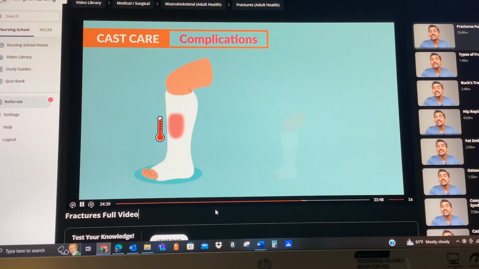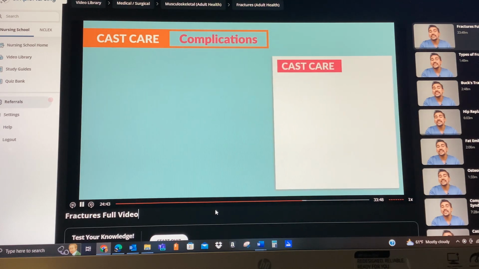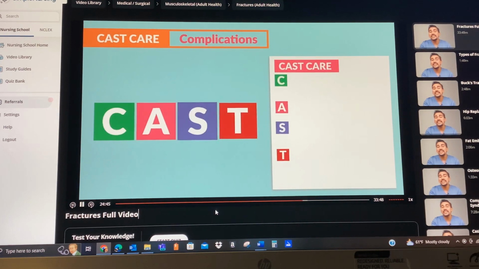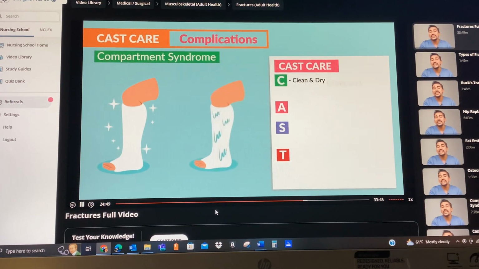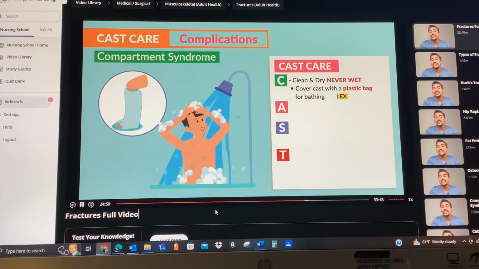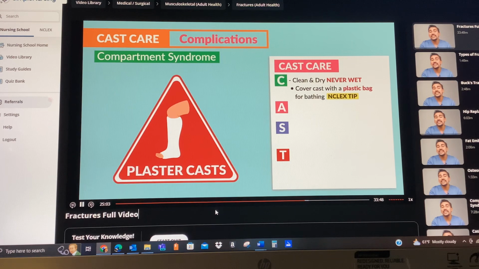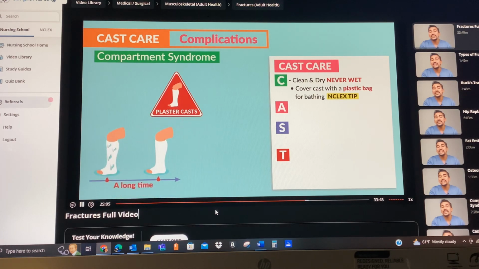Okay, now that we covered the highly tested complications of cast care, let's just talk about general cast care. We use the acronym CAST, C-A-S-T. C is for clean and dry, never wet, especially with a plaster cast. Key terms, cover the cast with a plastic bag for bathing. Huge NCLEX tip. Once again, especially for plaster casts. These typically take a long time to dry and will fall apart if wet.